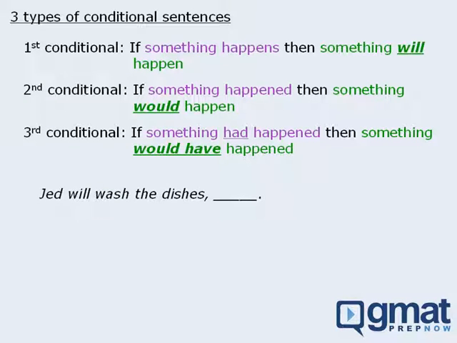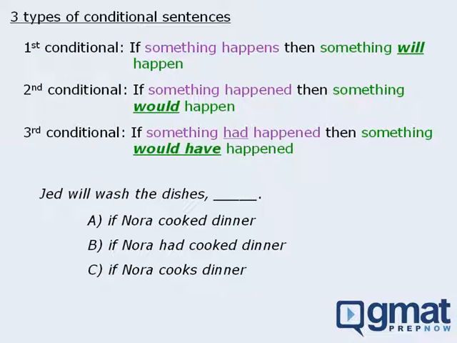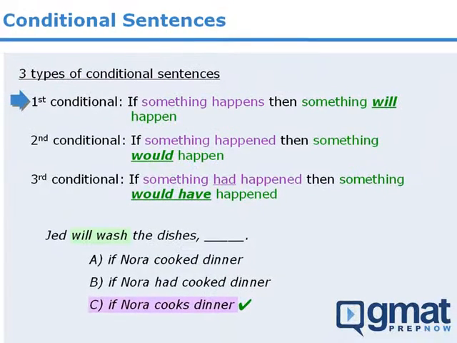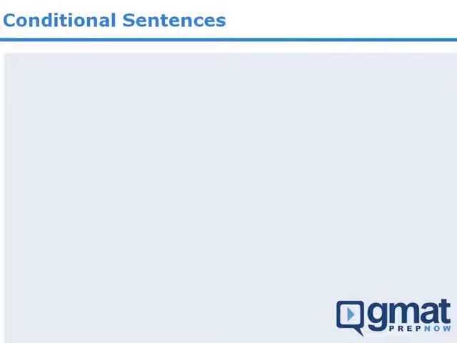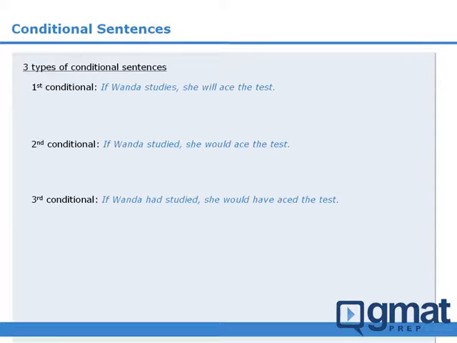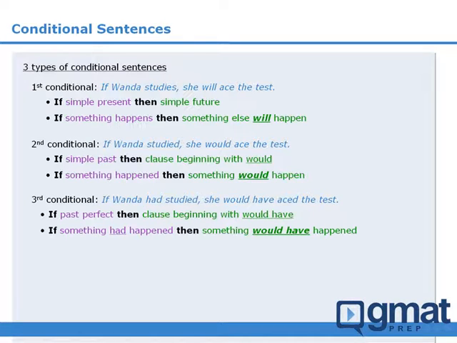All right, one last question. Which of these best completes the given sentence? Well, in this question, we're given the then part, and we need to find the appropriate if part. Since the then part here is expressed in simple future tense, with will, this indicates a first conditional, which means the if part must be expressed in simple present tense, as in, Jed will wash the dishes if Nora cooks dinner. Okay, so that concludes this lesson on conditional sentences. Let's summarize. In this lesson, we studied three types of conditional sentences, and we learned the structure of each type.